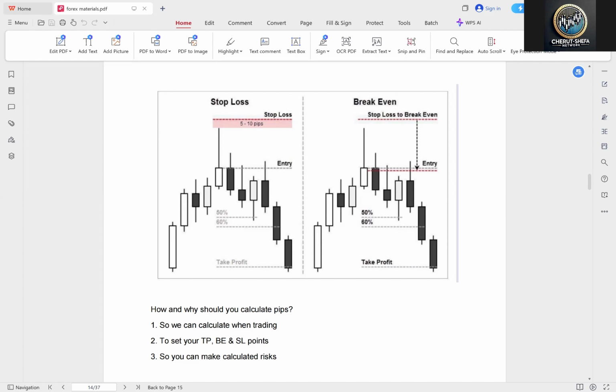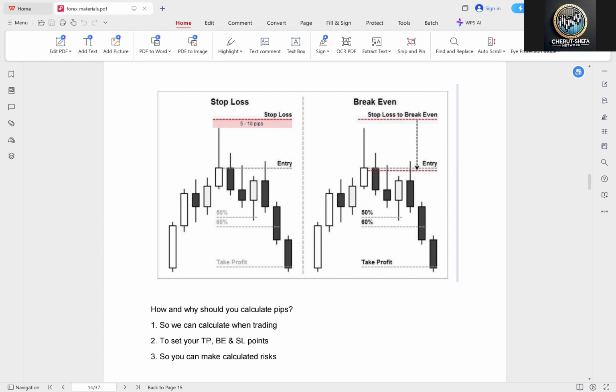So how do you set the break even? You have to calculate the spread, the commission, and any other additional fee that your broker has tied to your trade. And once that has been cleared out, that your trade is now in profit, then you adjust your stop loss. You move your stop loss to your entry to protect your entire capital.